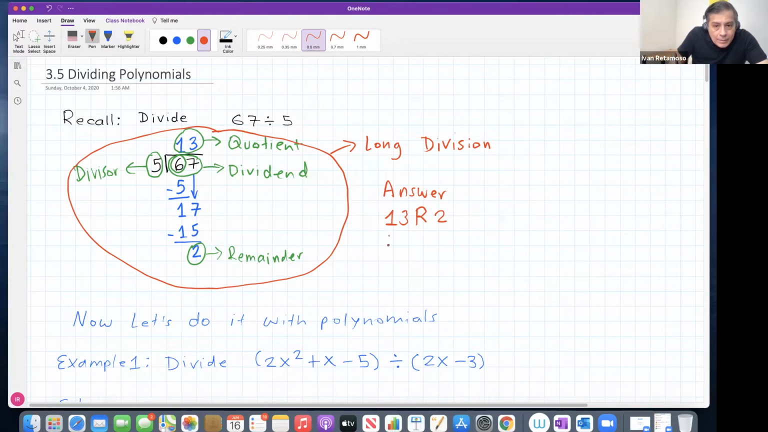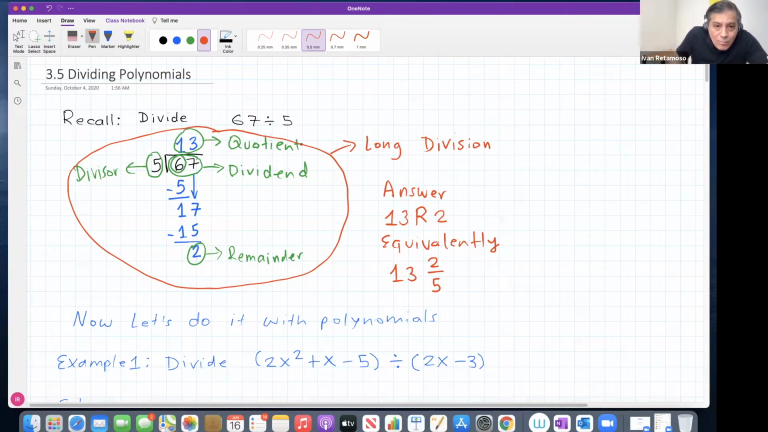Now, equivalently, and this is something that you're going to use in calculus too, there is another way to write this. It is the quotient 13 followed by a proper fraction made of this. On the numerator, you put the remainder, and on the denominator, you put the divisor. Remember? It's like a mixed number. So 2 ways to present the answer.